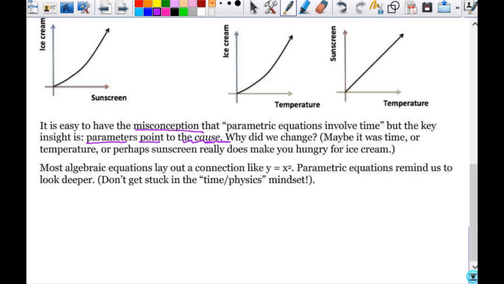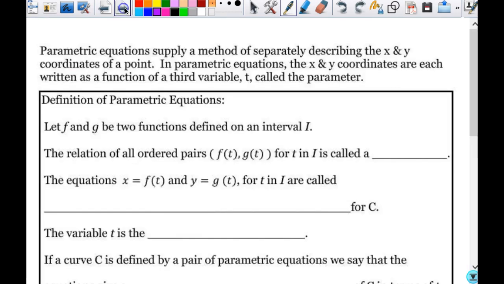Why did we change? Maybe it was time or temperature, or perhaps sunscreen really does make you hungry for ice cream. Who knows? Most algebraic equations lay out a connection like y equals x squared. Parametric equations remind us to look deeper. So don't get stuck in the time physics mindset, which is what happens a lot. It's not always time as your x-axis. Okay, we're going to split them apart. You kind of understand the basic idea here. We're going to be able to throw in an extra variable and make our equations look a little bit different here. All right.